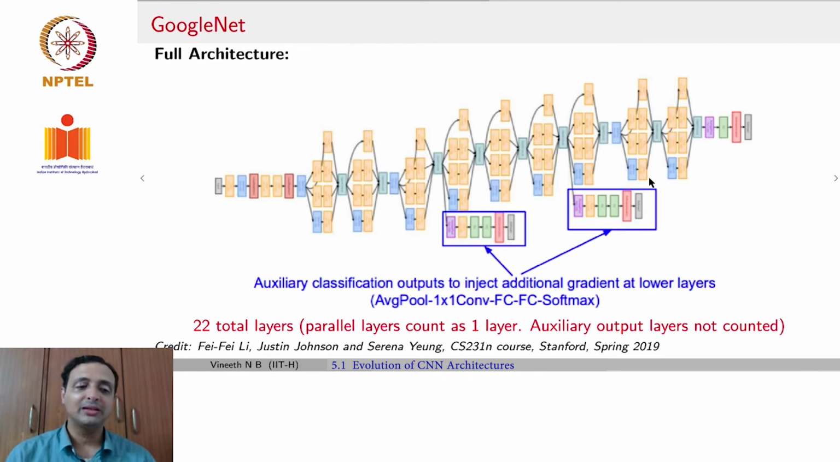There were 22 layers in total. The parallel layers count as 1 layer. So these different layers that you see inside the Inception module, the branches, we just count as 1 layer, given that it has a total of 22 layers, and the auxiliary output layers are not counted. Just from this end to the other end, together it's 22 layers in GoogLeNet.